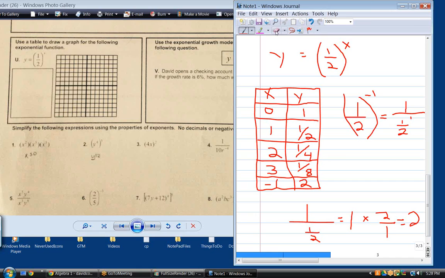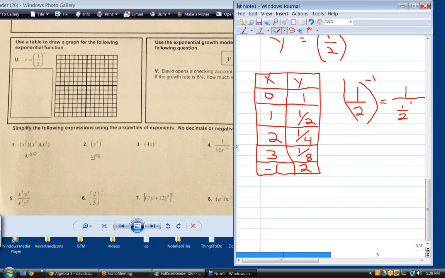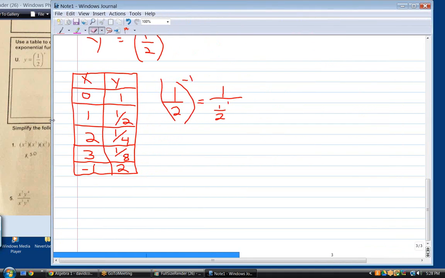You with me? I don't want to go on unless you understand this. Math is such that if you don't know how to do negative exponents, you're not going to know how to do any of this. So we have to get you to where you understand negative exponents. Okay? Now, we can graph that table. Let's graph it.